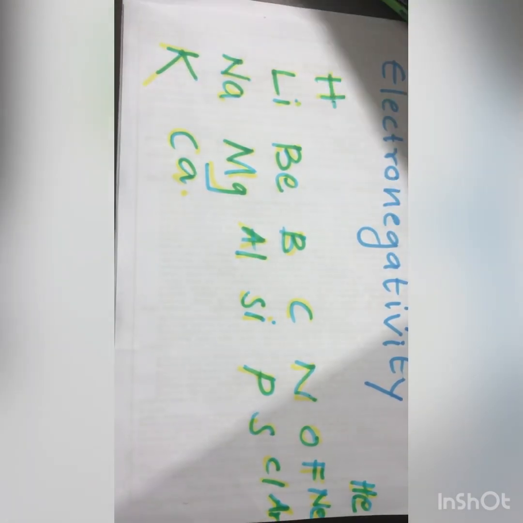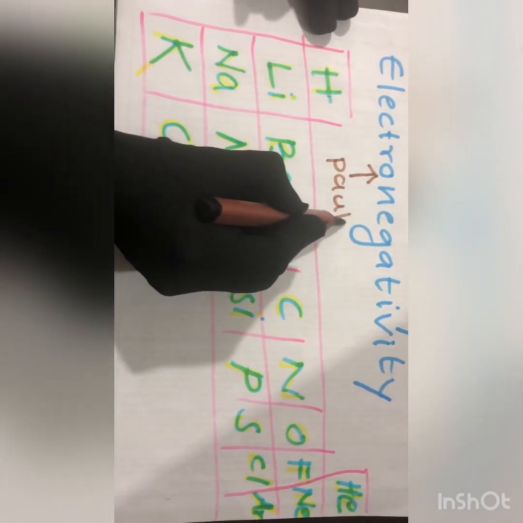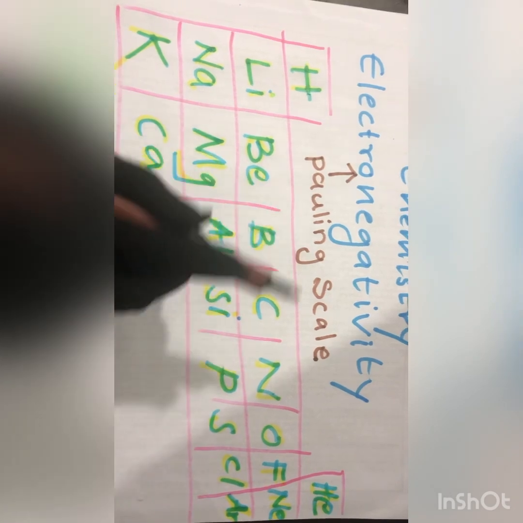Okay, let's now move. Now, I'm going to teach about electronegativity. The values of electronegativity are found using the Pauling scale. So you all have to remember that the scale used to find electronegativity is the Pauling scale. Now I am going to reveal a very short method to remember these electronegativity values.